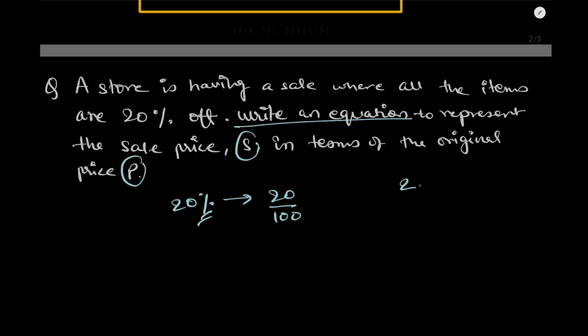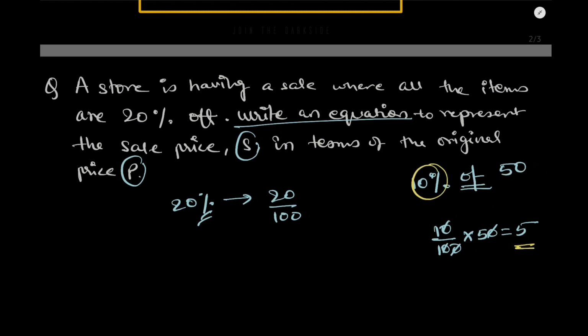Like if you have got 10% of, I'm writing, say 50. What is 10% of 50? So it will be 10 by 100 into 50, which is equal to 5. Okay, now here we saw that there are two numbers and we got the third one. Two numbers and we got the third one. This is the third one.